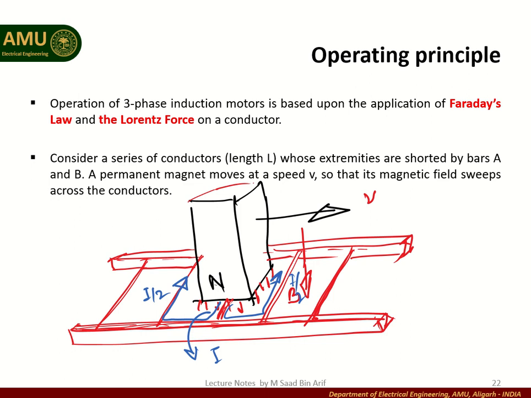Now in this case what will happen? A force starts exerting on the conductor, and the direction of force will be in the direction of the moving velocity, that is the direction of magnetic field. The direction of force will be like this. This force will act on this conductor.